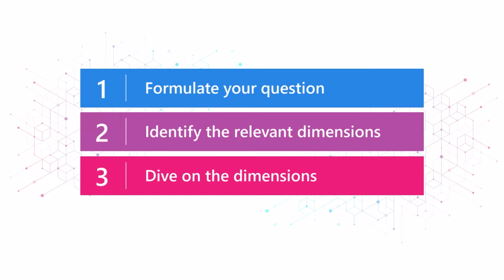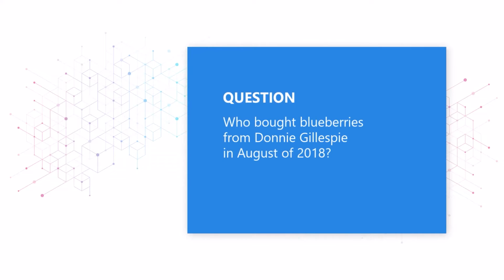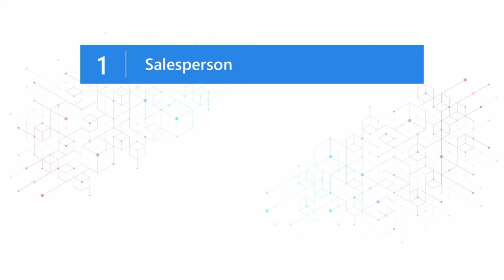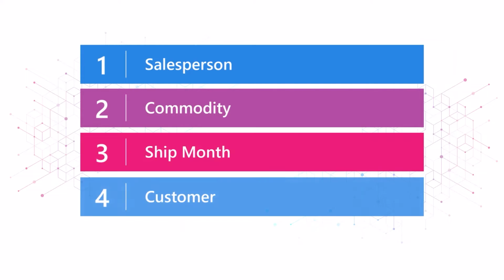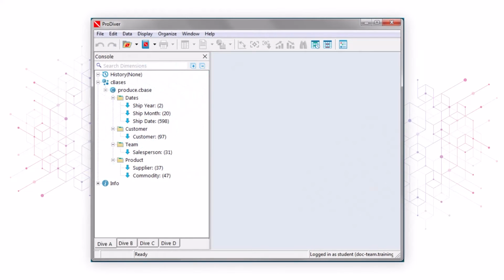For example, if we were working with produce sales data, we could ask the question, what are the names of the customers who bought blueberries from Donnie Gillespie in August of 2018? This question would lead us to dive on the dimensions salesperson, commodity, ship month, and customer. For this question, there is only one answer, and that answer will not change with the passage of time.